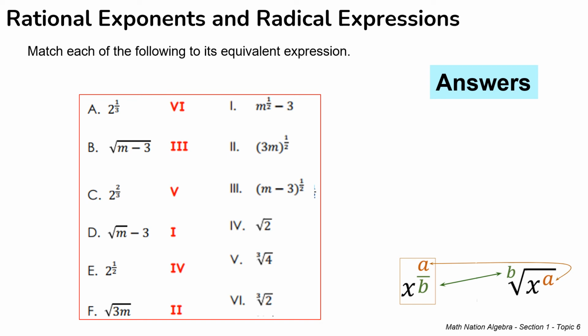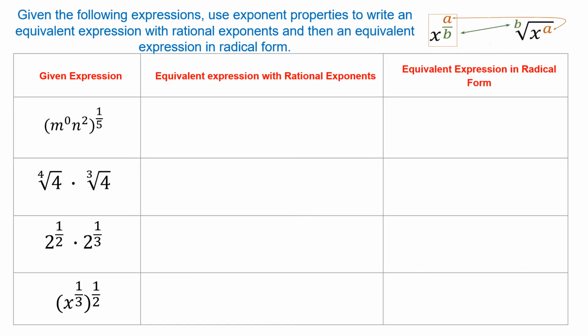So let's try a few more. In this chart, we're given an expression. In the second column, we want to write an equivalent expression with rational exponents, or exponents that are fractions, and then an equivalent expression in radical form. So I'm going to do the first two, and I'd like to have you try the last two here.